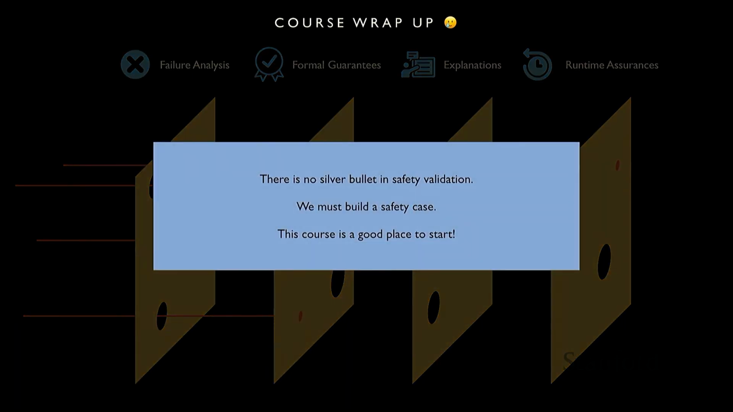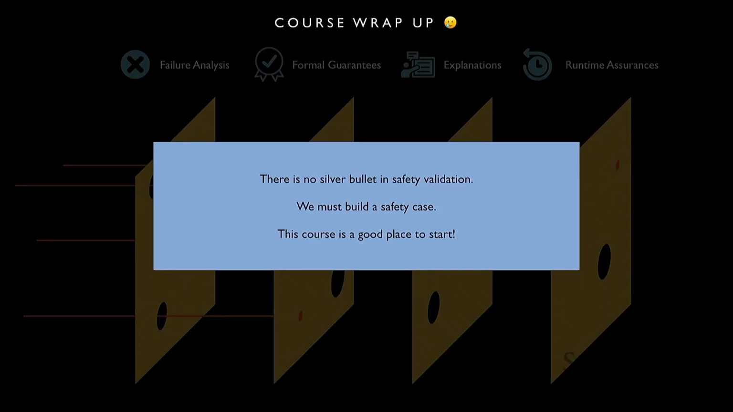So I just want to remind you that there's no silver bullet in safety validation. We need to build a safety case. And hopefully this course gave you a good starting point for how to do this. There are lots of open questions that maybe even came up during lecture that still need to be solved for all of these various techniques. So if you're interested, I think it's a really good area of research to go into. Hopefully these will also be helpful tools as you go into industry.